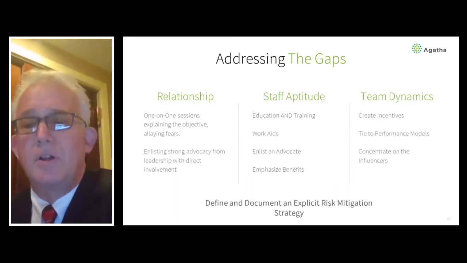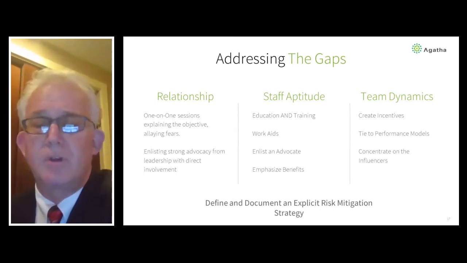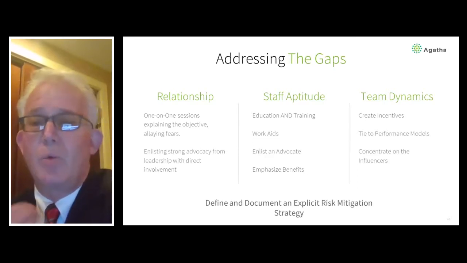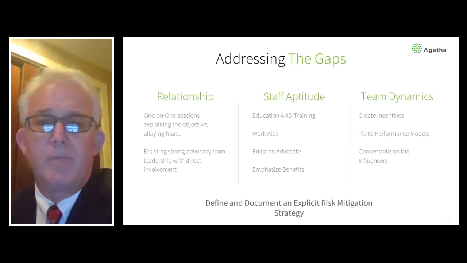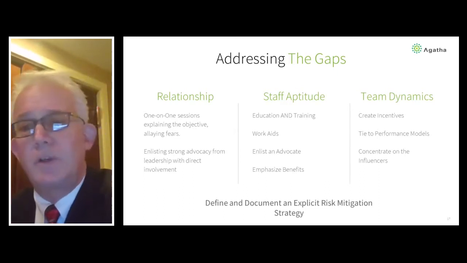Or maybe there's issues on the left side around the relationship with the site. Well, then you're going to want to build a relationship of trust before you jump into this. You're going to want to do some kind of workshopping sessions early on, education again. Why are we as the CRO or sponsor doing this? What are the benefits? How is it going to work for you? Getting strong advocacy from the leadership. So on each dimension, if there's a shortfall, if there's a gap, there's things you can do about it.